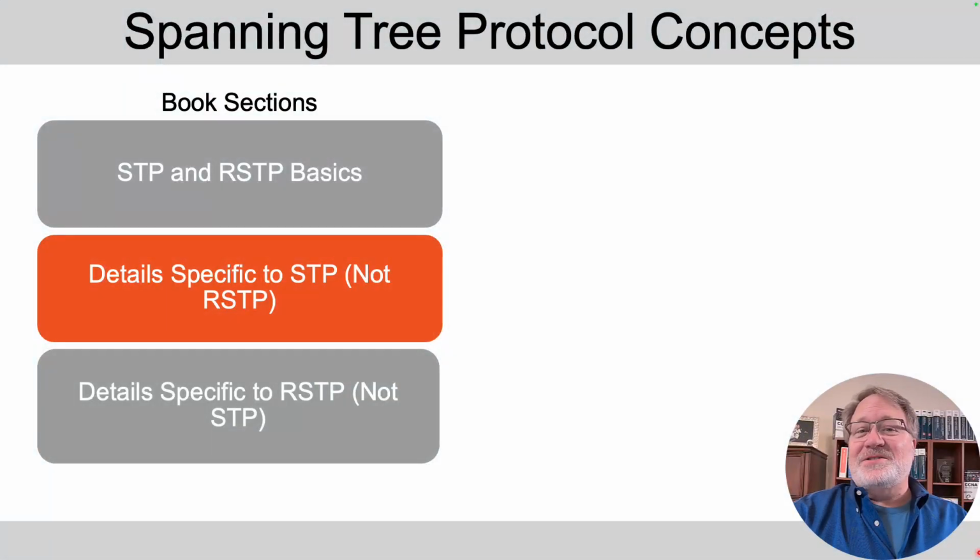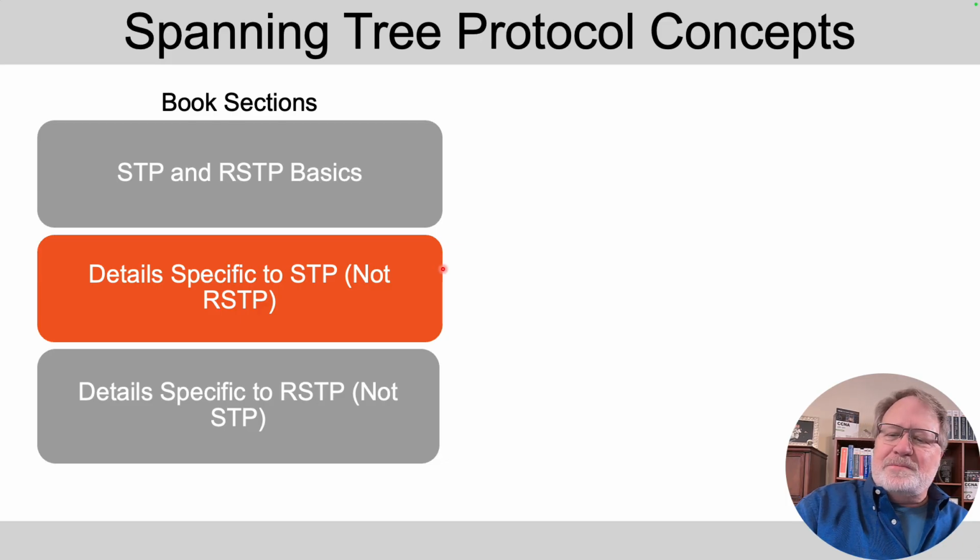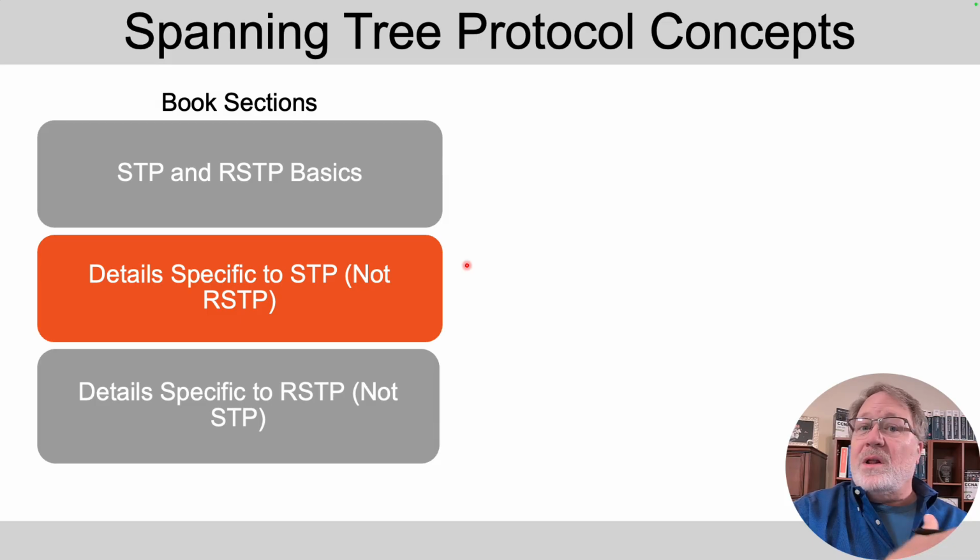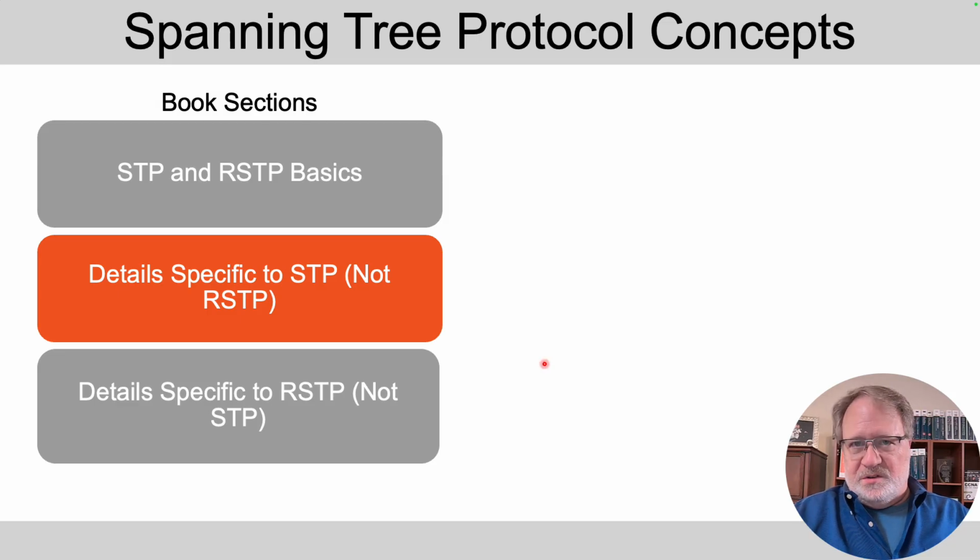So in the CCNA Cert Guides, Volume 1, there's a chapter on concepts for spanning tree. It has 3 sections, and this video is about the second of those 3 major sections, with details specific to spanning tree, but not to rapid spanning tree. And those details happen to be about the, relatively speaking, slow convergence actions of spanning tree protocol. And the last section is about the relatively fast convergence features of rapid spanning tree, all right?